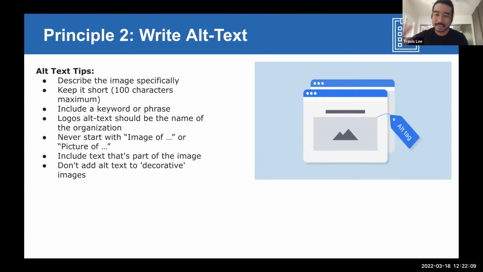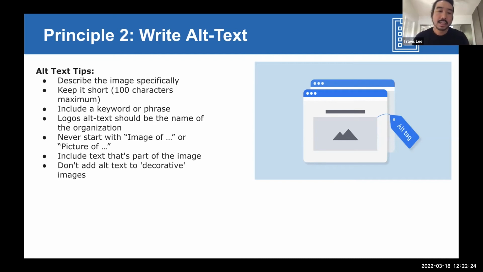So just say, you could just go directly into the description of the image without saying picture of. I used to put image of a lot. Now I know that's a mistake. Include text that's part of the image. Like I said, if there is text within the image, go ahead and repeat that text in the alt text as well.